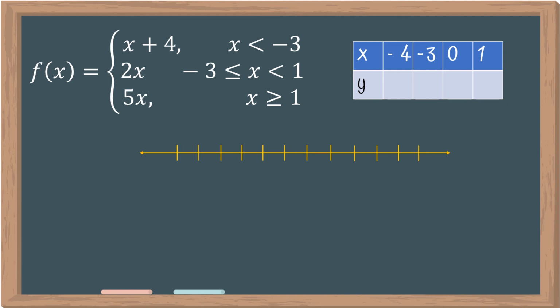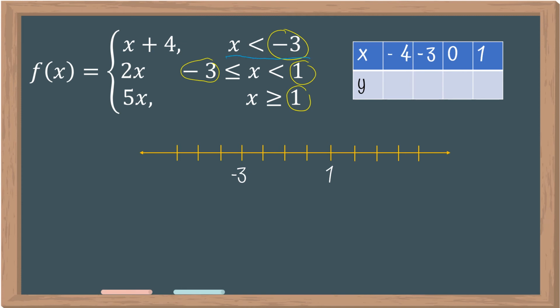As you can see, makita natin, we have these reference points, negative 3, also negative 3, and then 1 for the second subfunction. And then for the third subfunction, we have 1. Those are the values that we will be marking on our number line. Dun muna tayo mag-start. First one, unahin natin. For the first subfunction, sabi dyan, x plus 4 if x is less than negative 3.